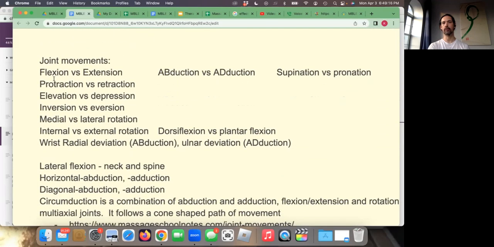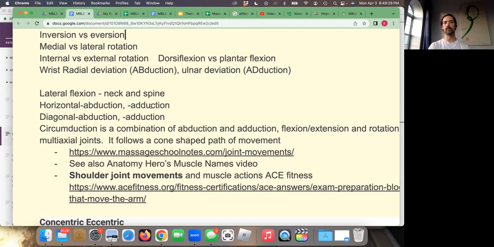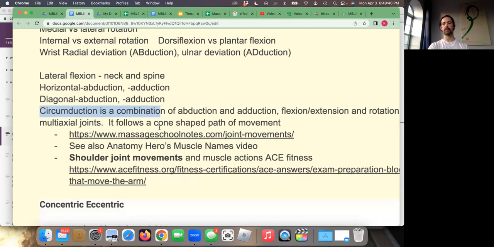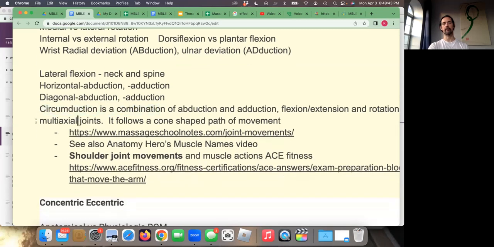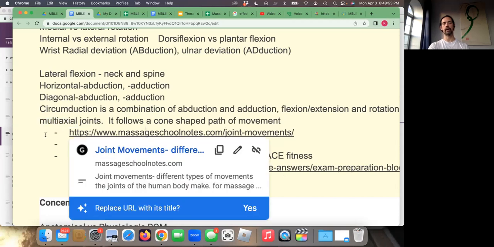And then joint movements. We're going to go over all of these. We won't do them all every class. We'll cycle through them. So flexion, extension, abduction, supination, pronation, protraction, retraction, elevation, inversion, medial and lateral rotation. Special terms for the wrist like radial deviation, which is also abduction, and we'll cover why it's called abduction. Circumduction, the difference between circumduction and other movements in terms of how the joints are built. And then there's always some links for you guys, some references for you guys to take a look at.